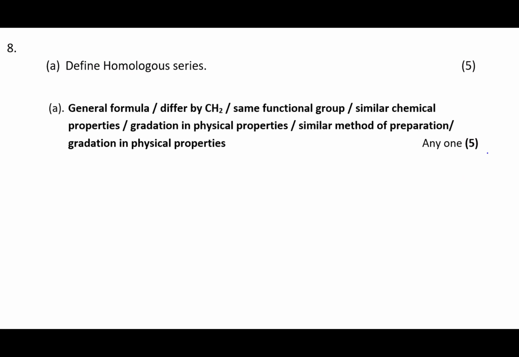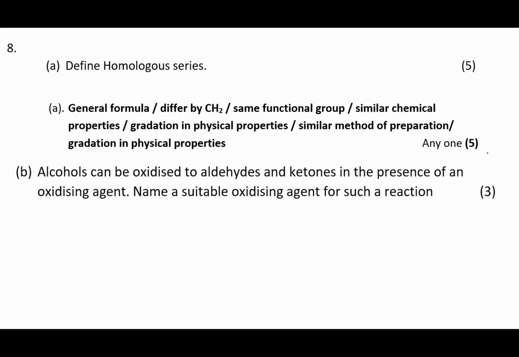Okay. So first of all, we have a definition: define homologous series. So any one of these will do. General formula: differ by CH2, same functional group, similar chemical properties, graduation of physical properties, similar method of preparation. Lots of options there for that. Okay, so you should be able to get the marks there handy enough.